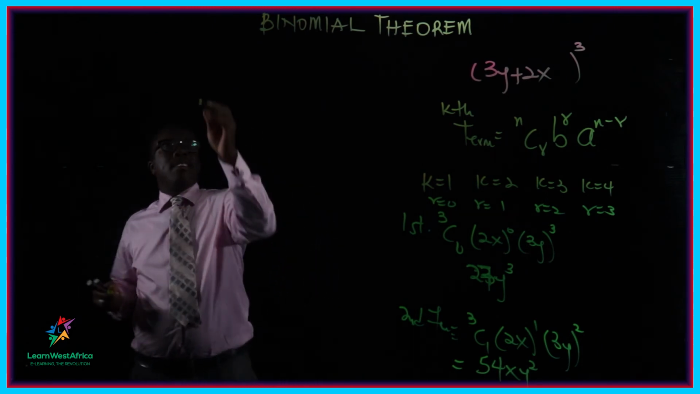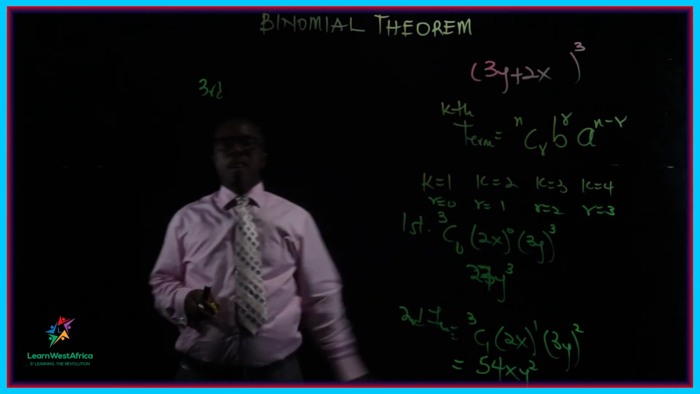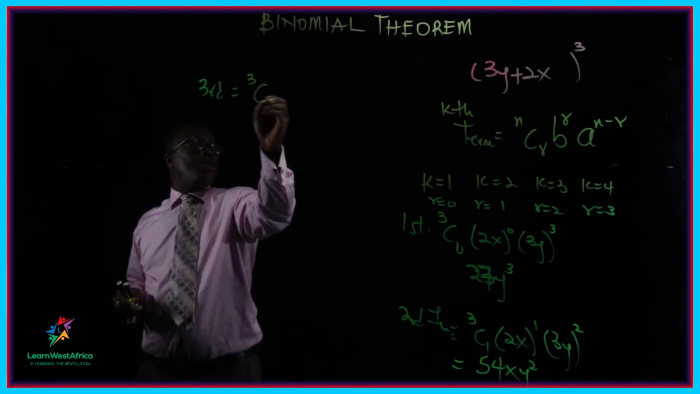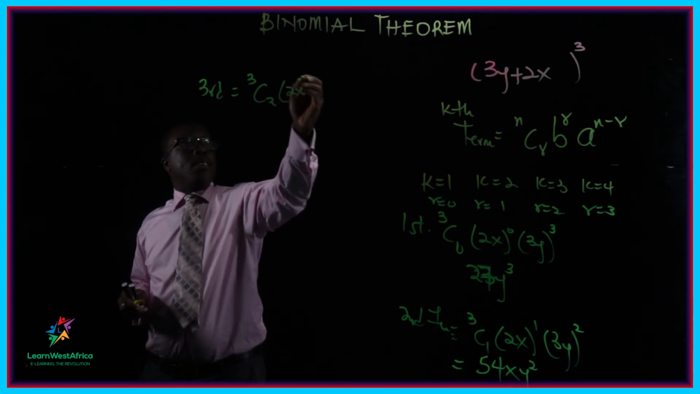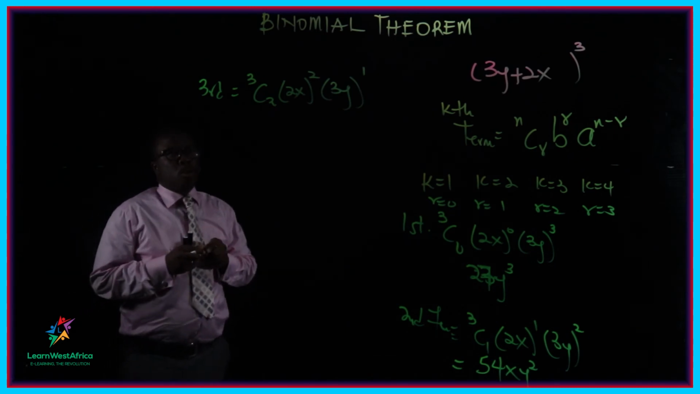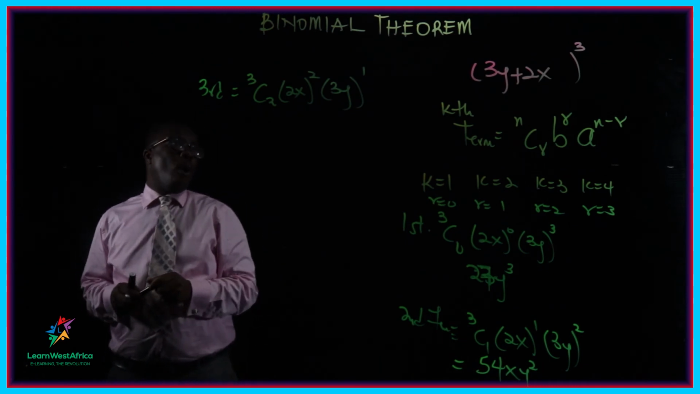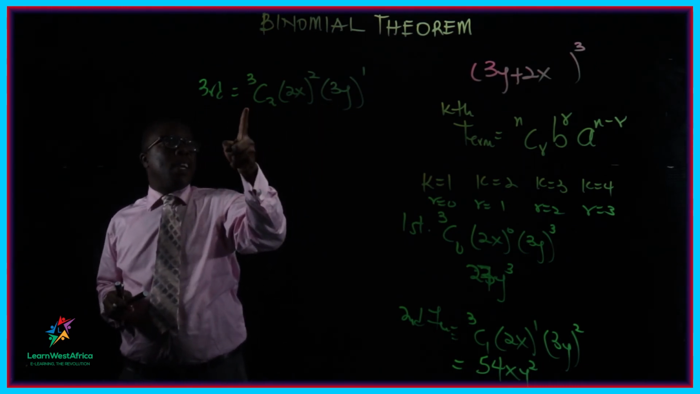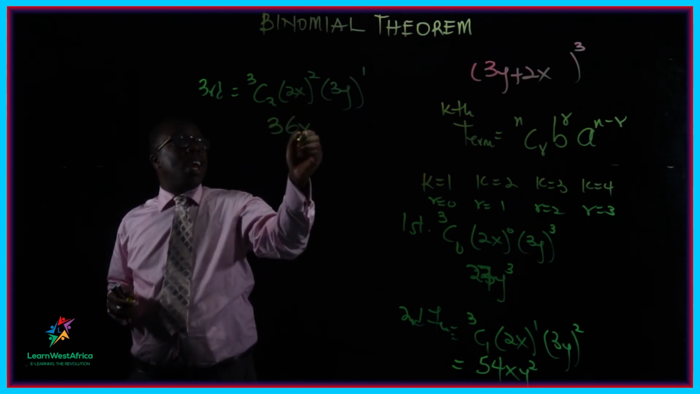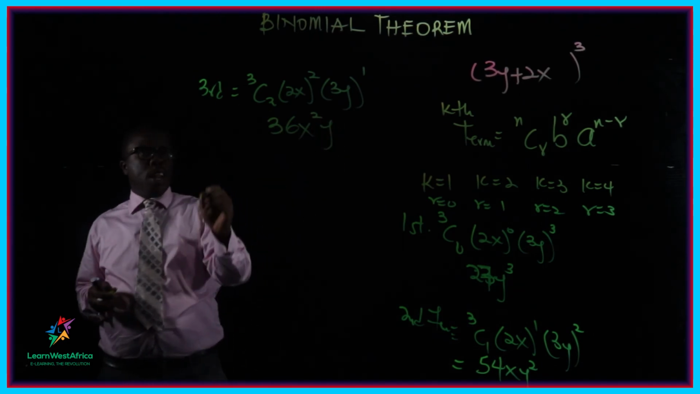Let's move on to our third term. Remember, k is equal to 3. Therefore, our r will be 2. Our third term will give us 3 choose 2, 2x all squared, then 3y raised to the power 1. When we resolve that, what do we get? 3 choose 2 is 3. 2 squared is 4, then 3. So you have 3 times 4, 12. 12 times 3 gives you 36. And this is going to give you 36x squared y. That's our third term. Now let's move on to our last term, which is our fourth term.